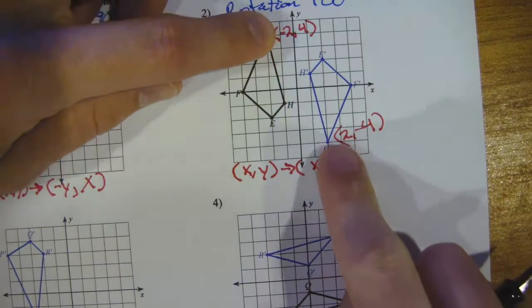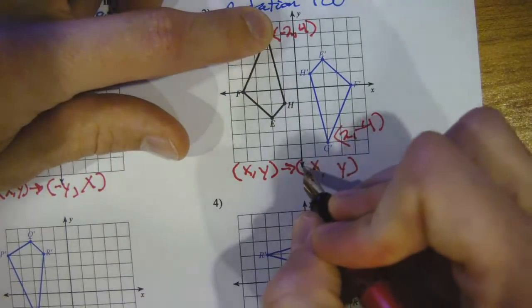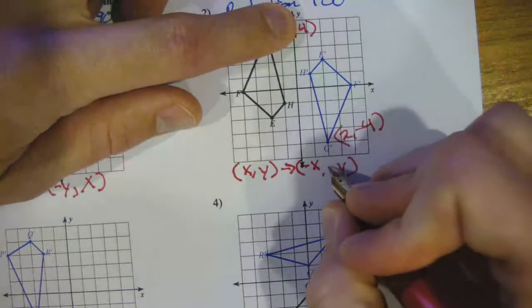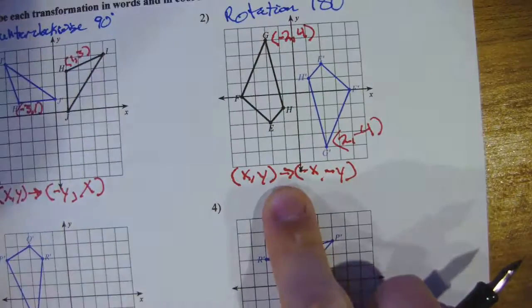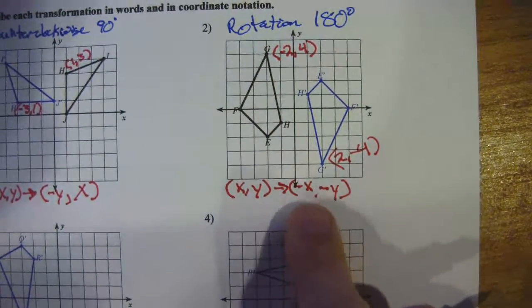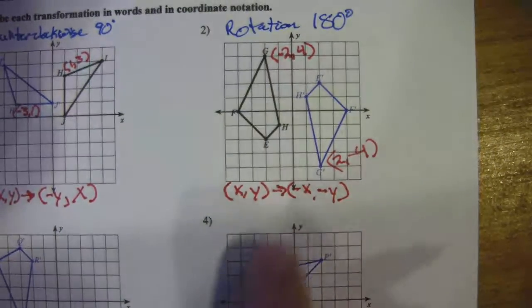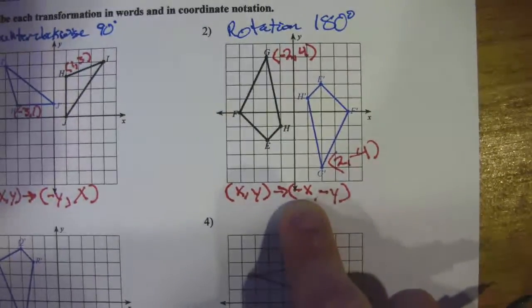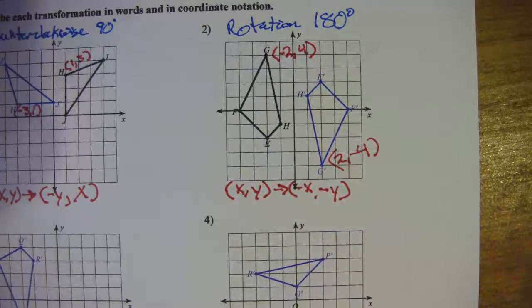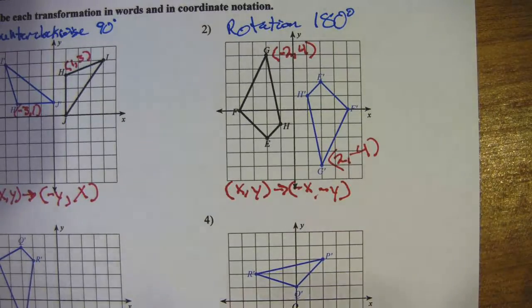However, -2 to start, +2 to end. That's opposite. +4 to start, -4 to end. That's opposite. So for 180-degree rotations, we're going to take the original x's and y's and make them opposites of whatever they are. Remember, those negative signs that we see, we don't read them as negative. We read them as opposites when we're doing coordinate notation. So opposite of x, opposite of y. All right? And we'll do some of these, so this all makes sense. Just make sure you get it written down to start.